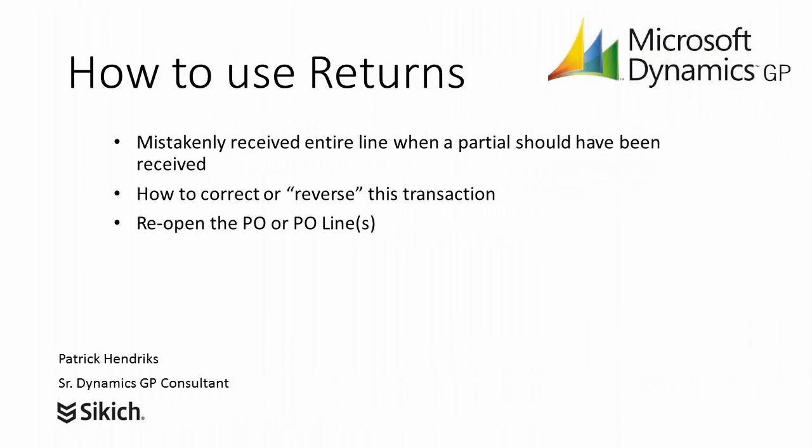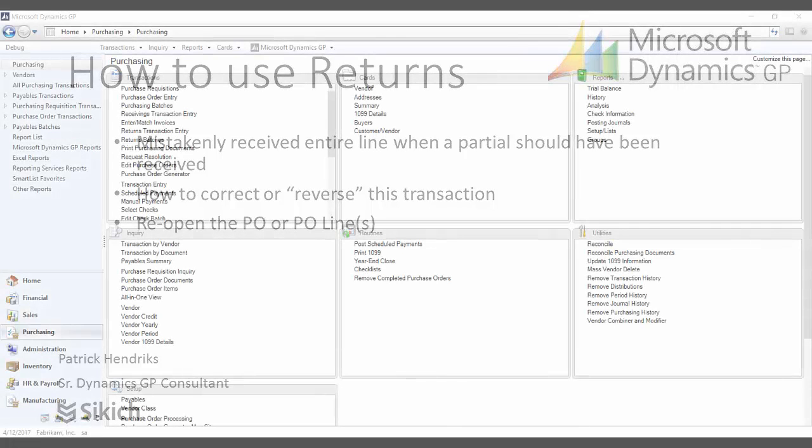Welcome, and thank you for taking the time to review this video, a short how-to if you mistakenly receive more quantity on a purchase order than you wanted to. This will correct or reverse the transaction and reopen the PO or the PO lines that you have mistakenly received. Let's go ahead and get started.